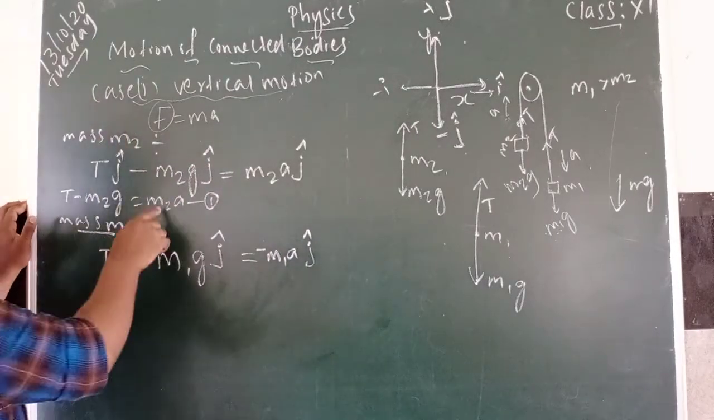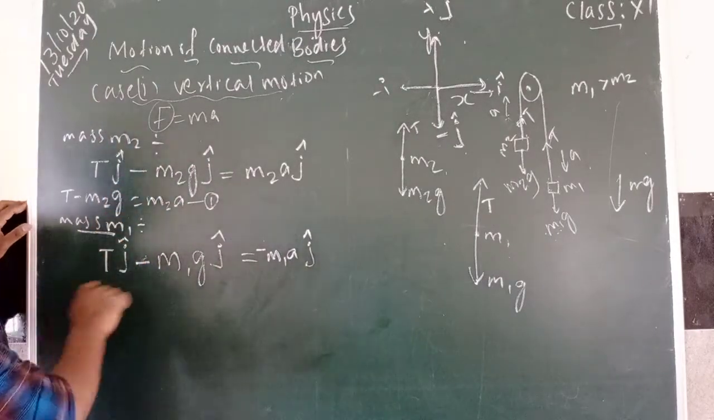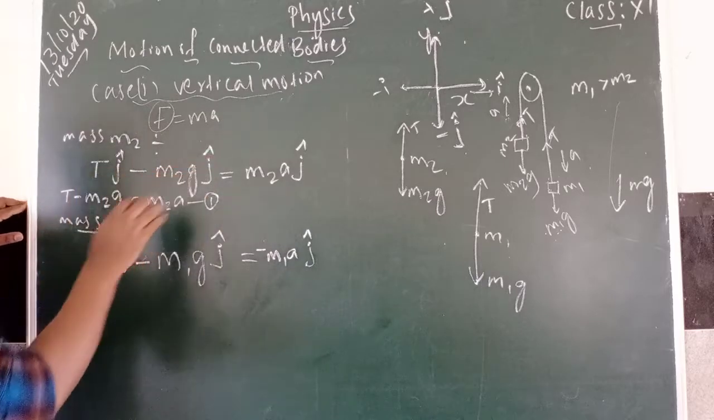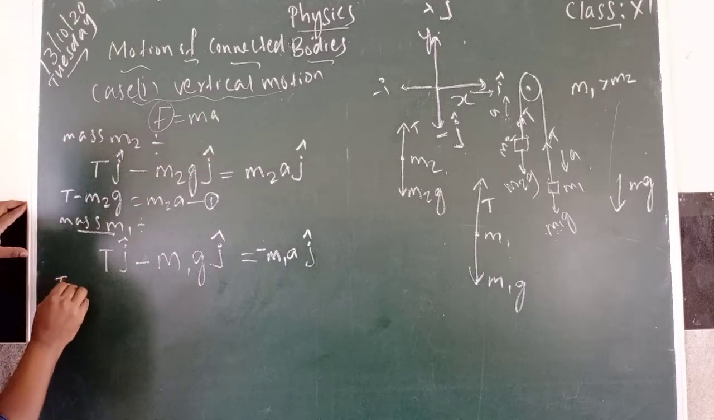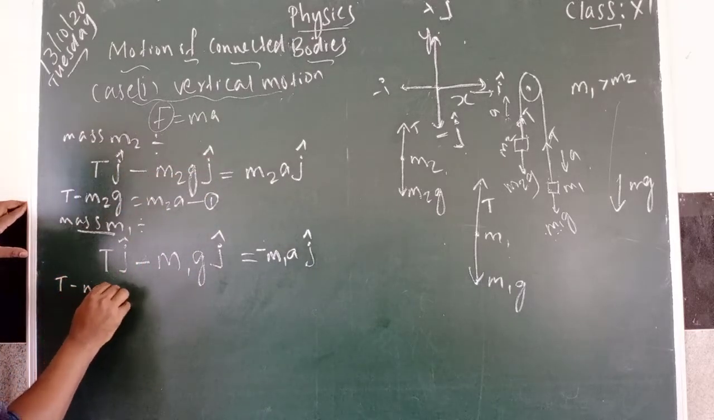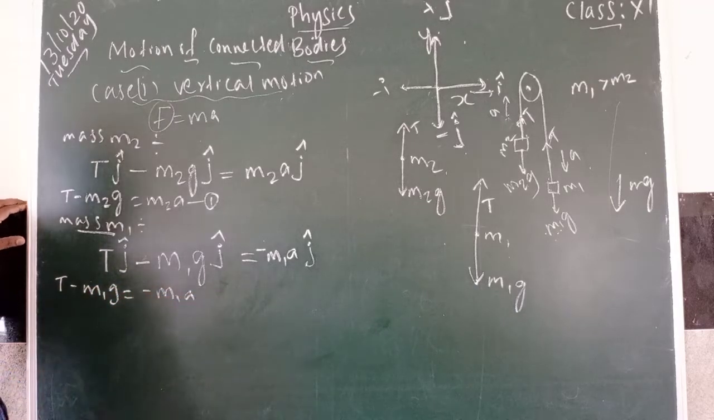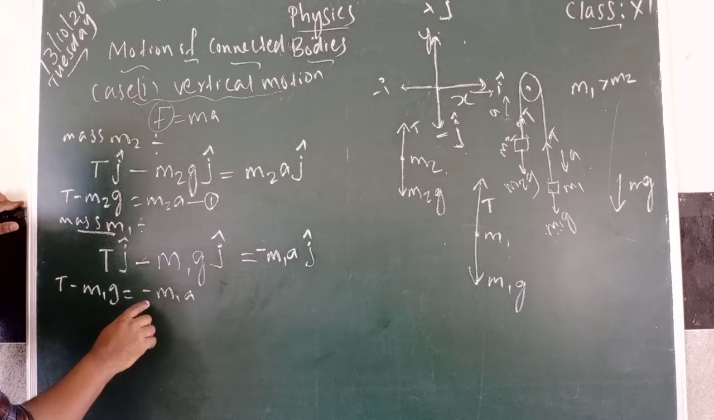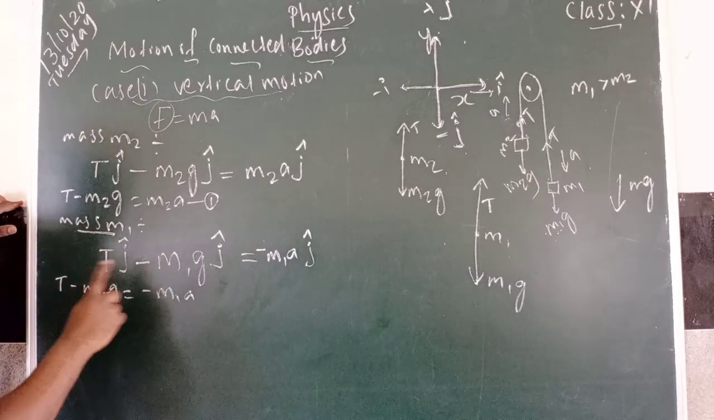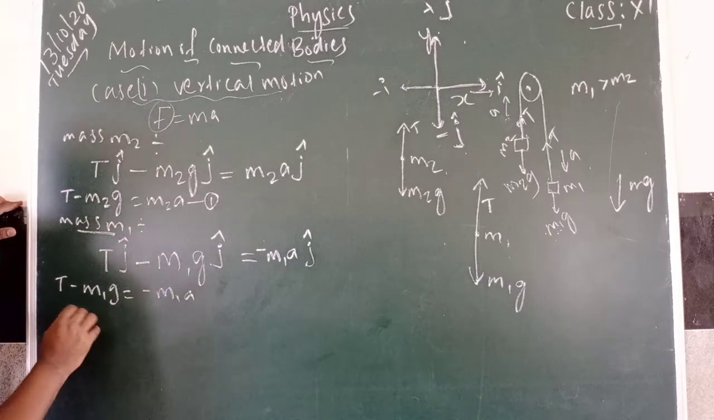Okay. Now again the same thing, comparing the components on both sides. So just remove all these components now. So T minus M1G equal to minus M1A. What you have to do is change this minus symbol. So rearrange and write this equation.